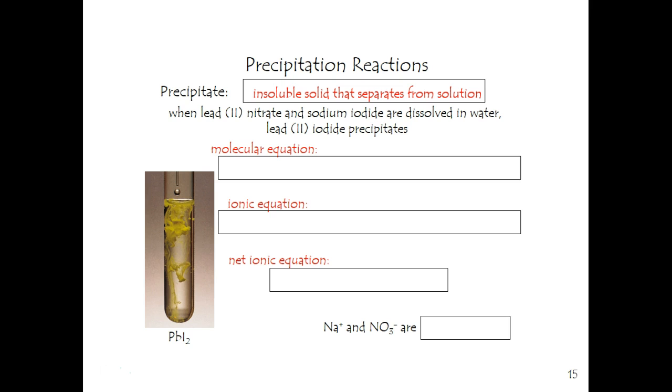Let's do an example. When lead nitrate and sodium iodide are dissolved in water, what happens? Well, what's observed to happen is the lead iodide precipitates. You can predict this based on solubility rules. Nitrates are always soluble, etc.